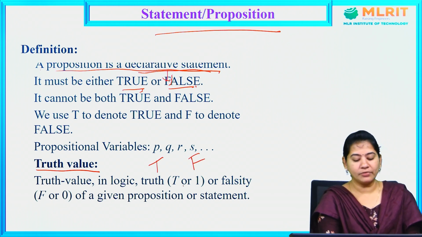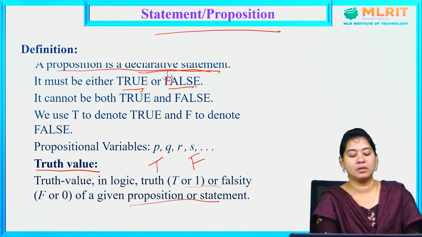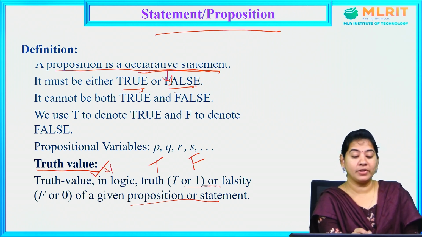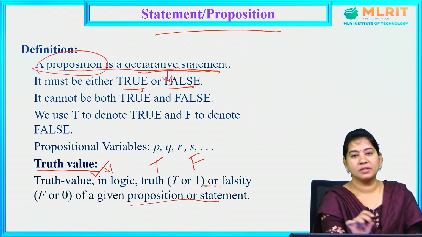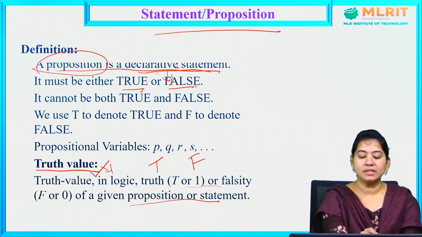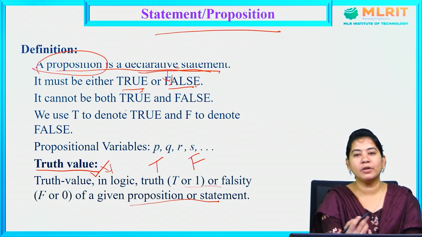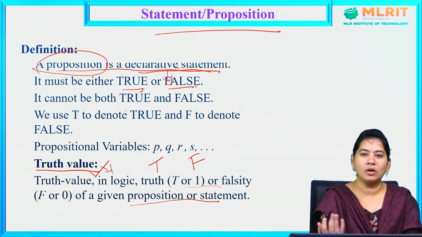The truth or the falsity of a given proposition is called a truth value. And if that information is given, then we can say that particular statement is called a proposition. A proposition is a declarative statement which must be true or false. It cannot be true and false. Either it can be true or false.